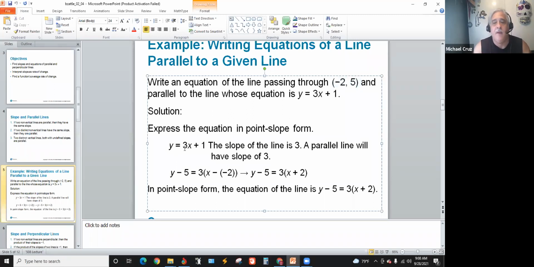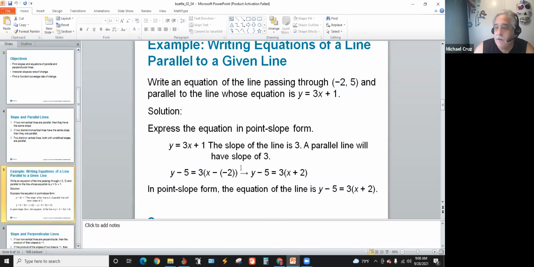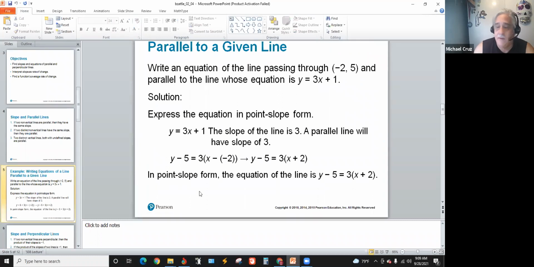So we just put it in the form that we looked at last time, which was y minus y1 is equal to m times x minus x1. You just pop it in there, and again, you've got the equation, and there you got it.